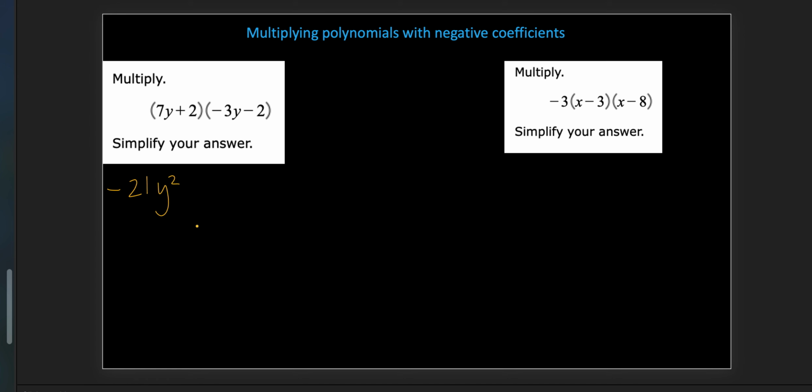y squared. And the outer is 7y times negative 2. And that's a negative 14y. The inner here, these two terms inside, give us 2 times negative 3y, so that's negative 6y. And then the last positions is 2 times negative 2, and that's negative 4. So we just look for like terms, like usual, and combine them. Negative 14y minus 6y, that's a negative 20y, minus 4, and that's it.